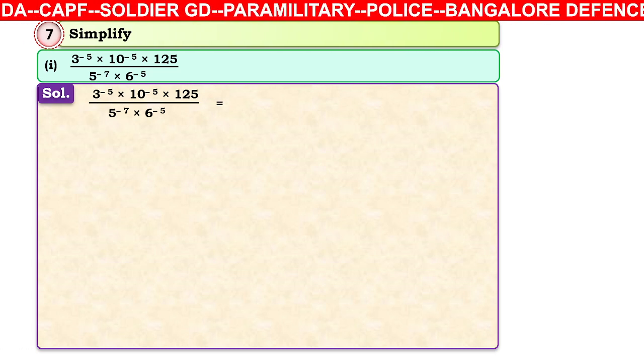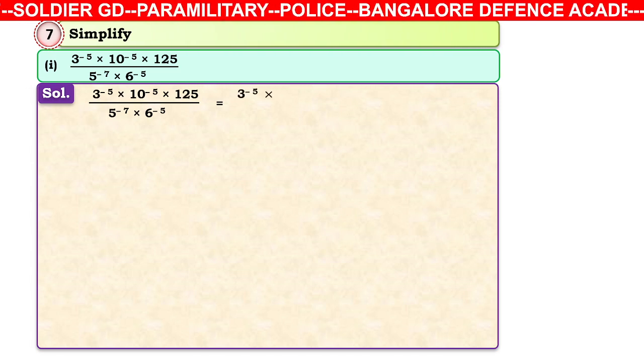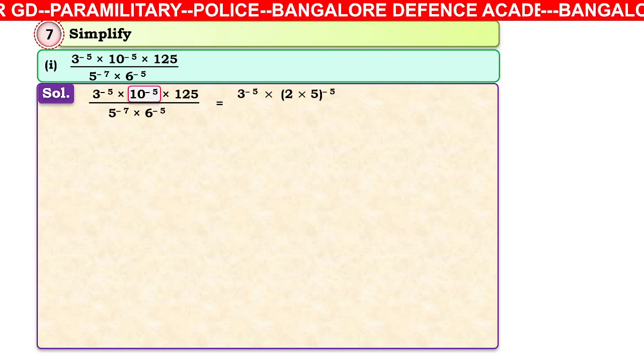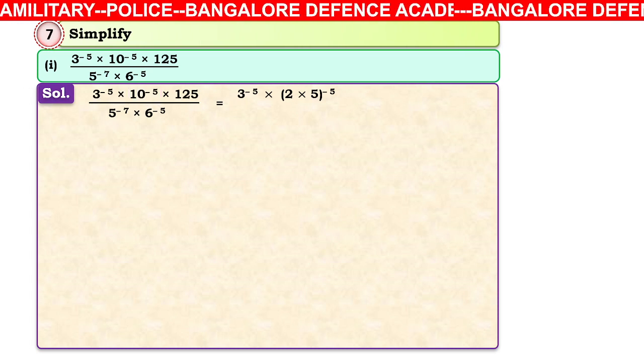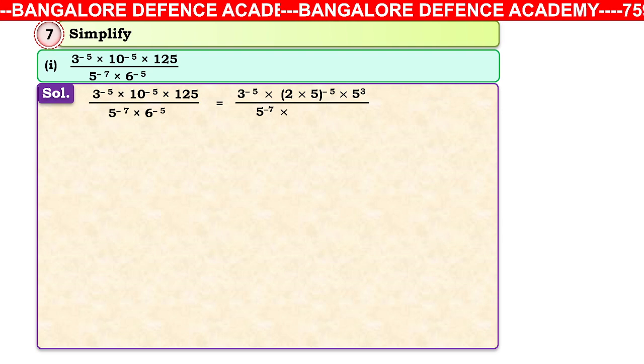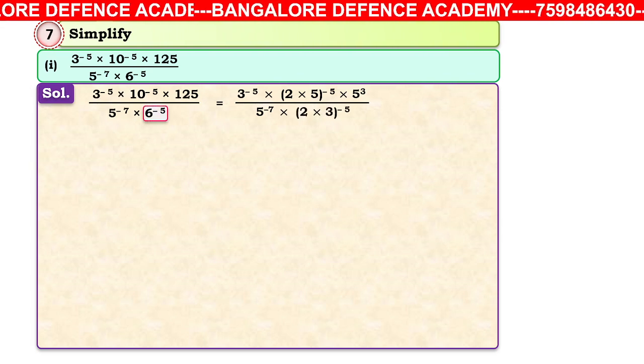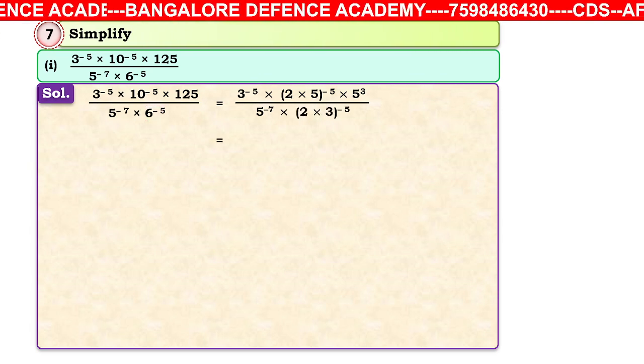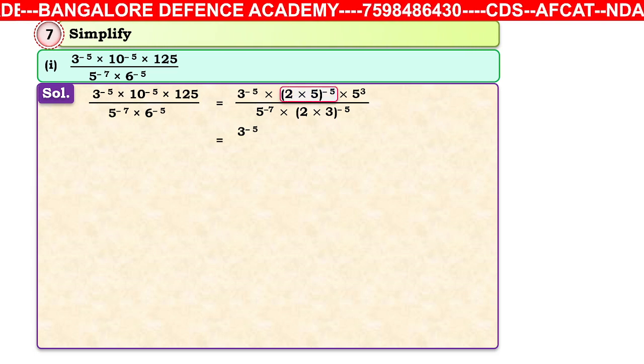It's easy. 125 can be written as 5 to the power of 3. Okay, so 10 can be written as 2 into 5 to the power of minus 5. 125 can be written as 5 to the power of 3, and 6 can be written as 2 into 3 to the power of minus 5 bracket. Now I open the bracket, simplify it.